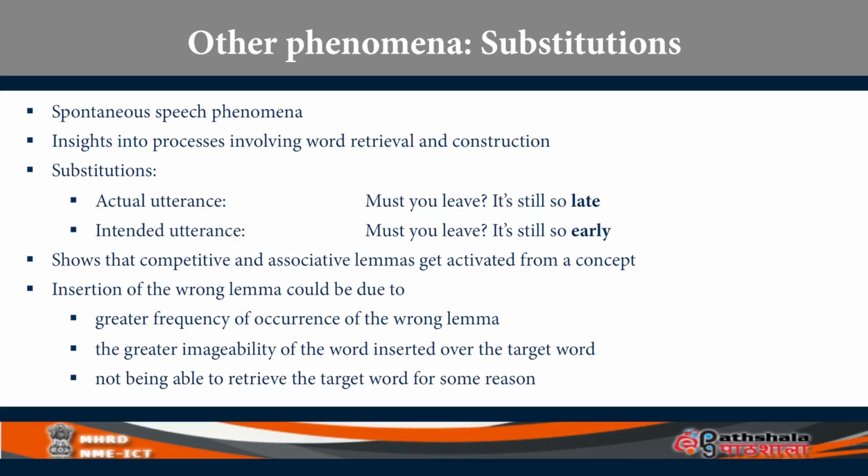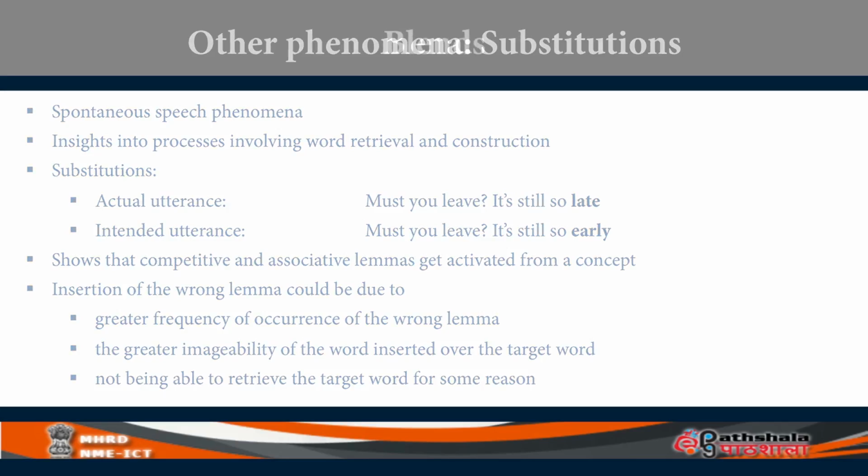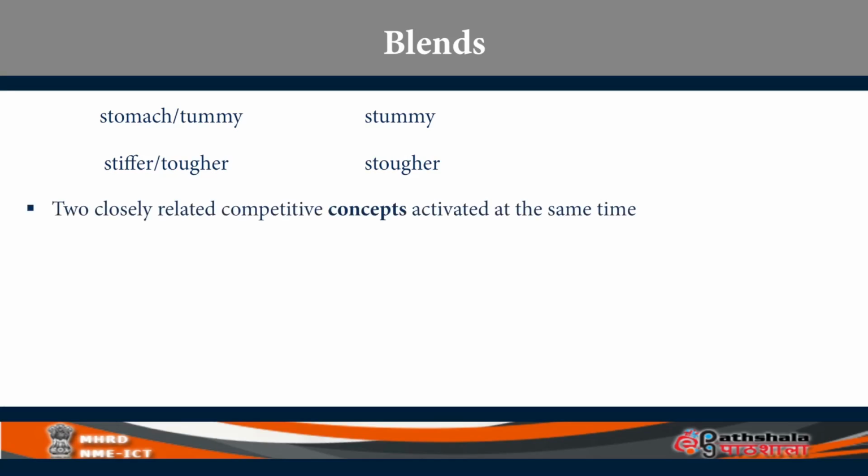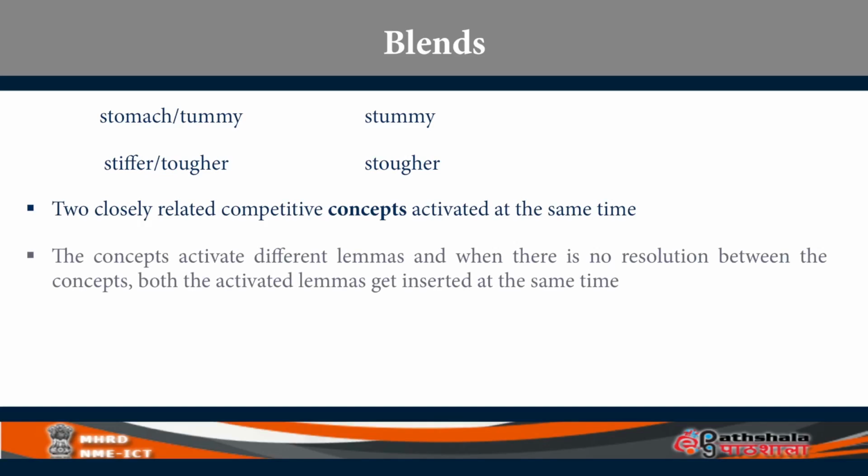Another set of phenomena that we often observe in spontaneous speech is blends. The examples given there are stomach and tummy lead to the production of stummy, or stiffer and tougher can lead to the production of stuffer. In this case, we think that two closely related competitive concepts are activated at the same time. The concepts in turn activate different lemmas, and when there is no resolution between the concepts, both the activated lemmas get inserted at the same time. This leads to the construction of blends.